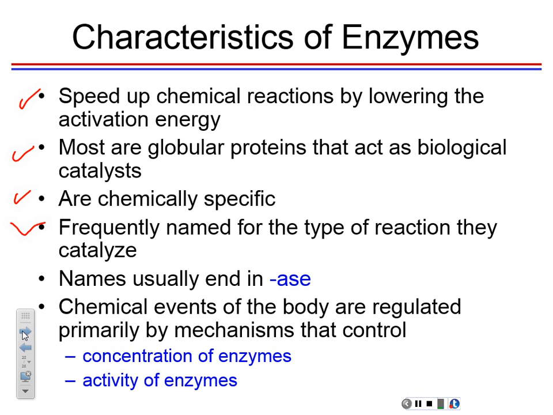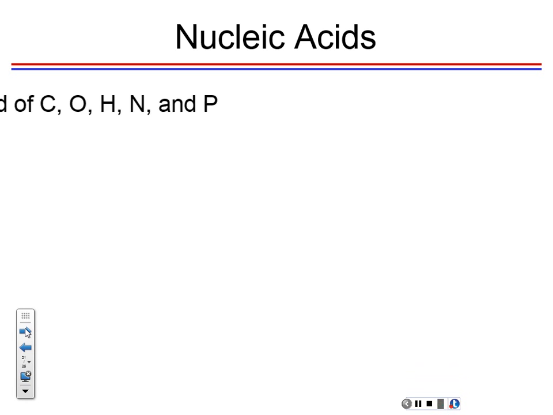All right. So we will affect the rates of reactions by controlling 2 characteristics of enzymes, right? The quantity of the enzymes, so concentration, and then the activity of the enzyme. We can slow it down or speed it up. So that's how you affect the rates of reactions, by altering concentration or the rate of activity of the enzyme. So now, nucleic acids.